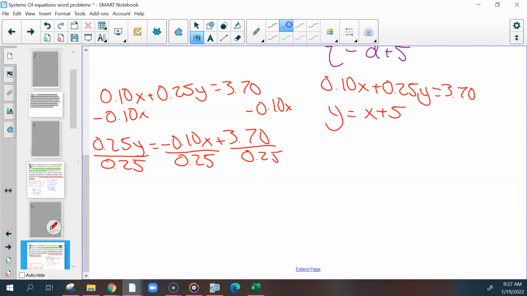I don't know what those are off the top of my head, so you guys are going to have to tell me. Negative 0.4x plus 14.8.